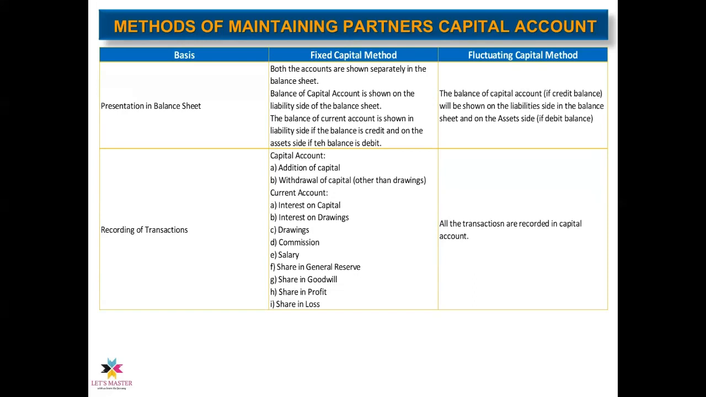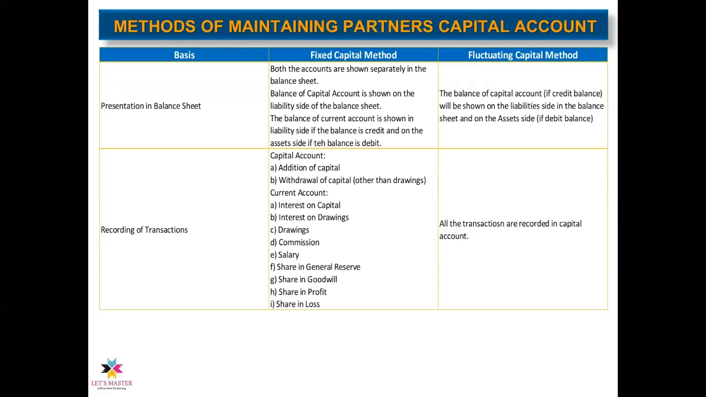Whereas in case of the fluctuating capital method, we have only one account for each partner, and depending on the balance disclosed by the partner's capital account, it would be shown on the liability side if the balance is a credit balance, and will be shown on the asset side of the balance sheet if the partner's capital account has a debit balance.